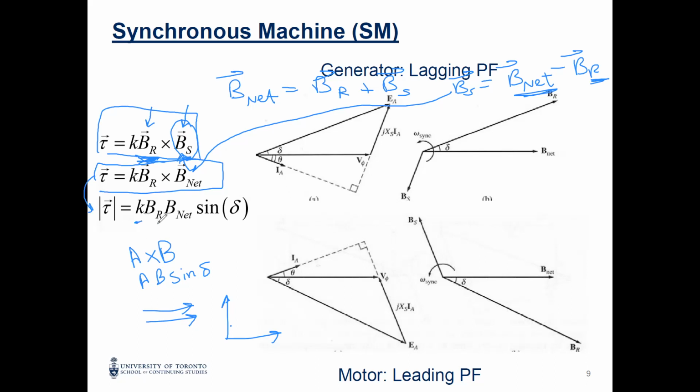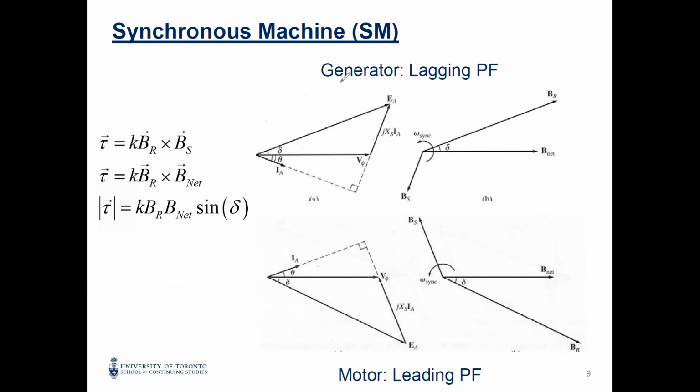The resultant torque is the flux density of the rotor times the flux density of the net times sine delta between them. There is a reason we changed the flux density from the stator to the net: to use the angle delta. Angle delta is a very important one. We call it the power angle, and we are going to discuss why this angle is important.